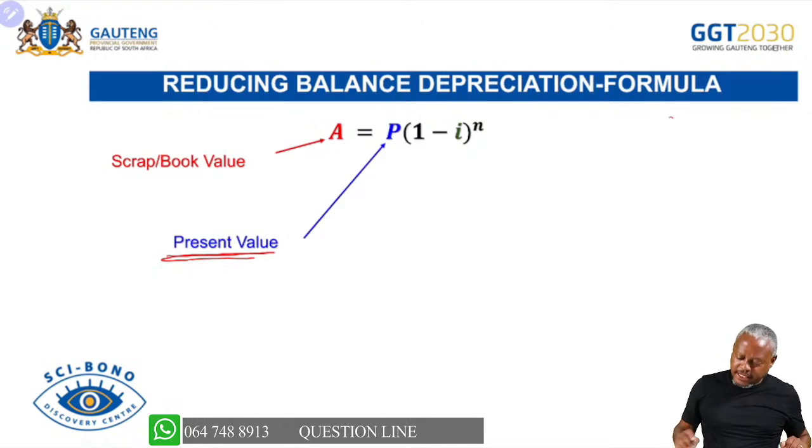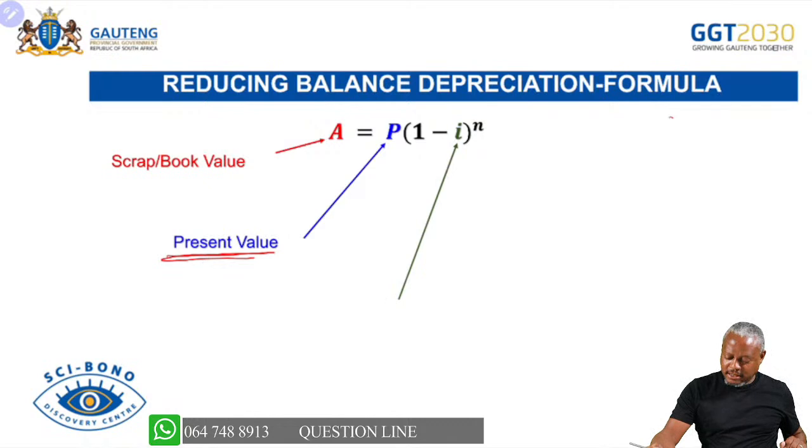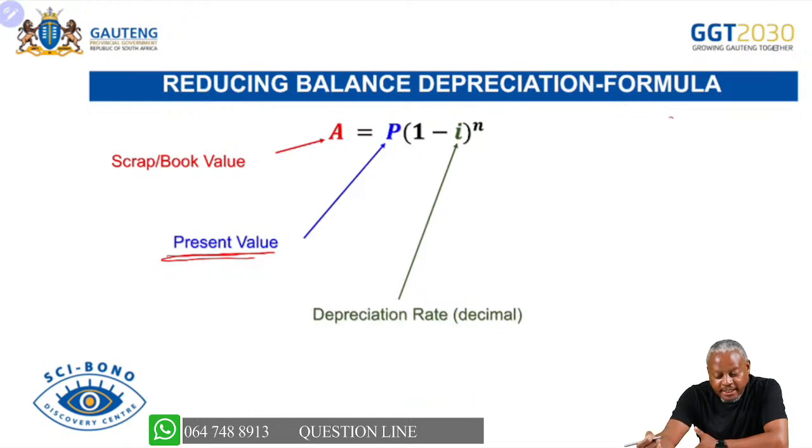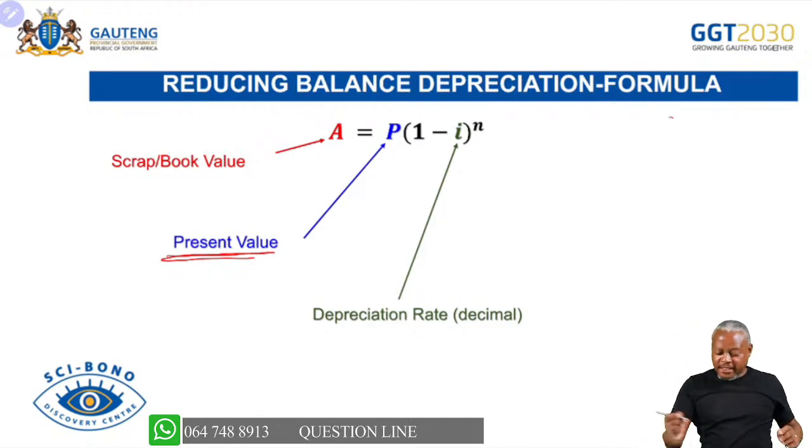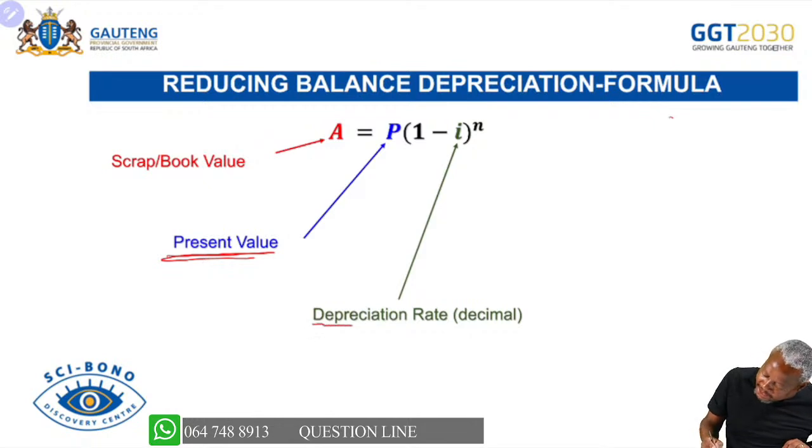But I like the author here. He just made things simpler for us. And then the next one, I, stands for what? Interest rate. Still depreciation rate, because now we speak of the depreciation. If it's interest, it means to be more. So this one, he makes specifically depreciation rate.